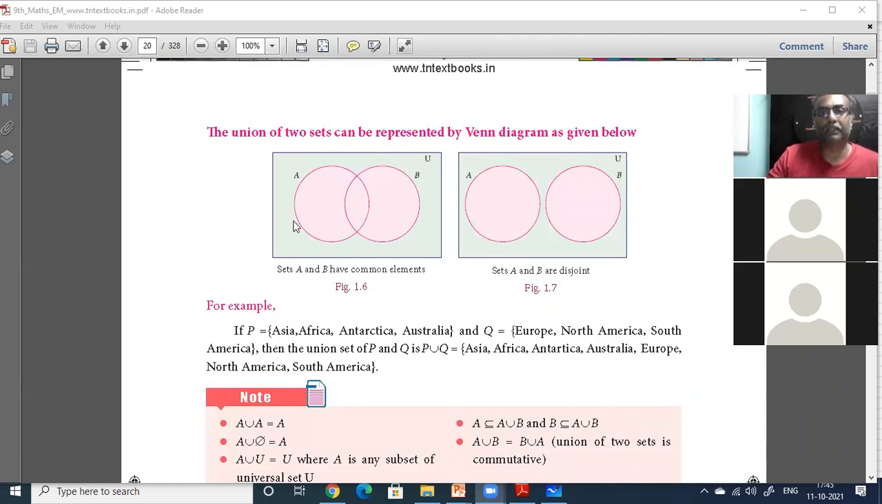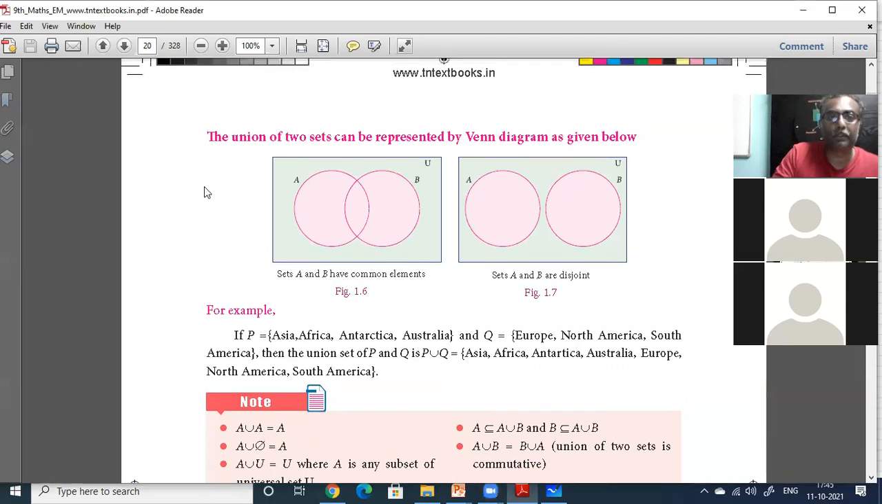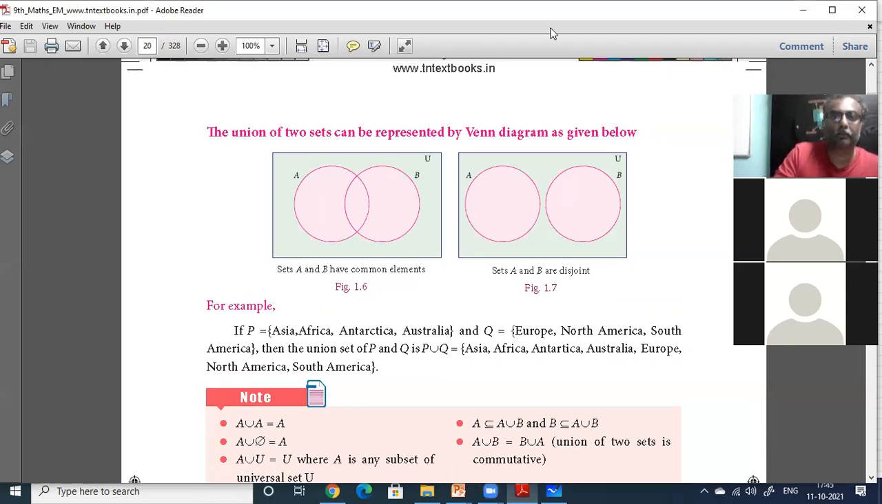Okay, let us come to the Venn diagram. In the left-hand side Venn diagram, A and B have some common element, therefore they are not disjoint sets. They are overlapping sets. This is an overlapping set, A and B. This is a disjoint set, A and B.